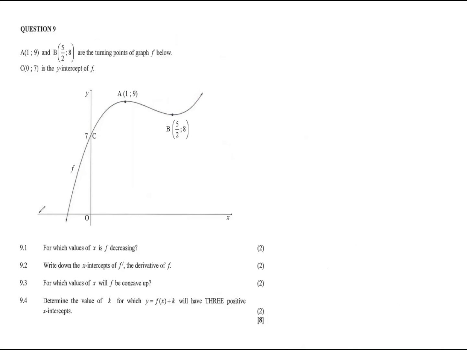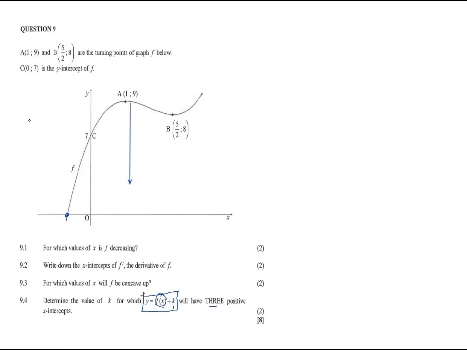And now we come to 9.4. It says determine the value of k for which y equals f of x plus k will have 3 positive x-intercepts. Now, what is the meaning of this? This means you shift the graph of f by k units. How many units would you need to shift the graph of f so that you have 3 positive intercepts? Note at this point, you only have 1 intercept and it is actually negative. Now you want 3 positive x-intercepts. That can only be achieved if you shift the graph downwards, right?